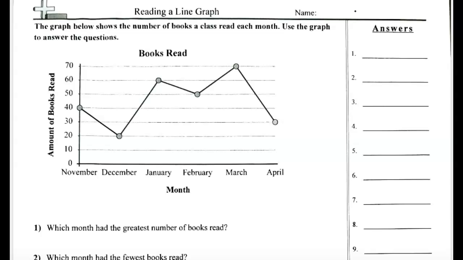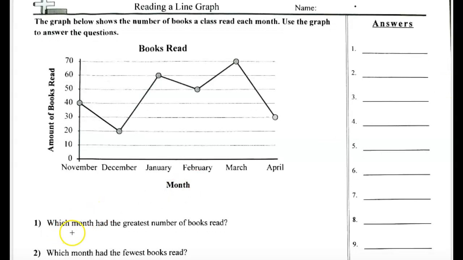We're going to move on to our worksheet. So we're going to do the first one in the packet. It's called Reading a Line Graph, and it's going to be number of books a class read each month, okay? So we're going to use the graph to answer the questions. Our first question is, which month had the greatest number of books read?